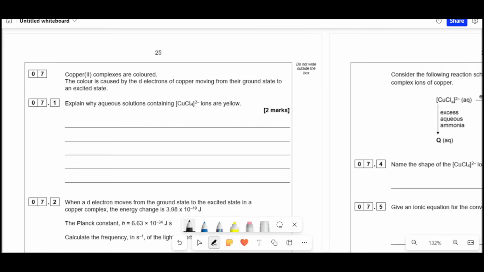So copper complexes are colored. The color is caused by the d electrons moving from their ground state to an excited state. Explain why aqueous solutions containing CuCl4 2- are yellow. So the amount of people that will just jump straight to say, okay, transition metal, and completely stop. All it is saying is, why is this solution yellow?